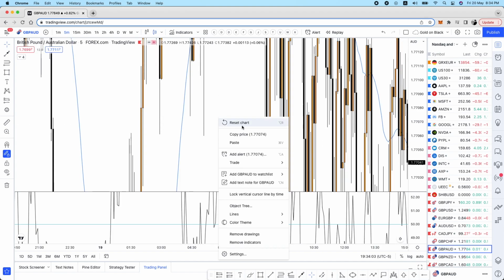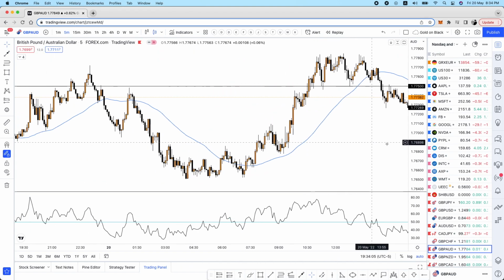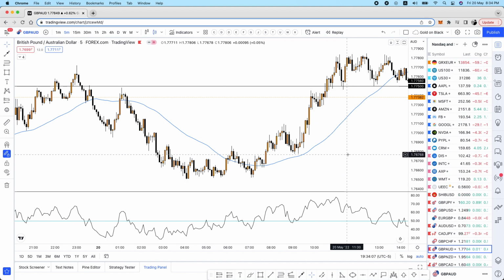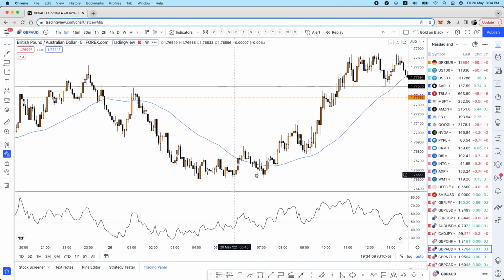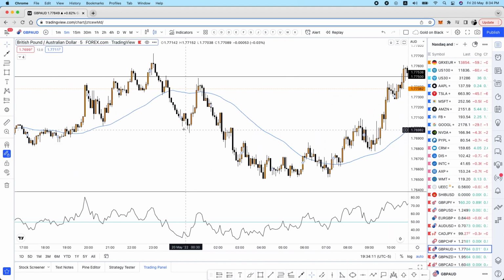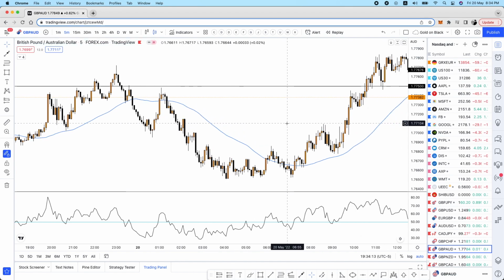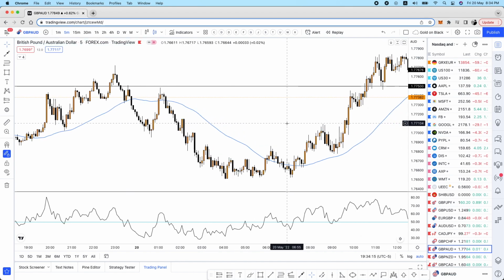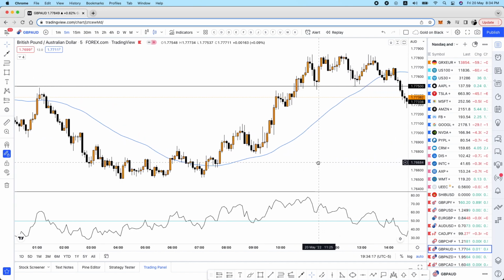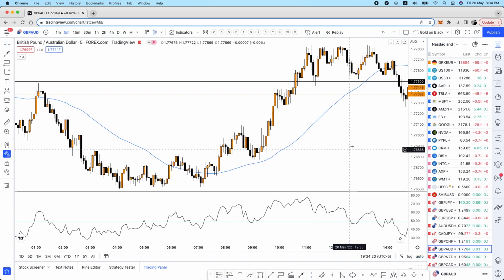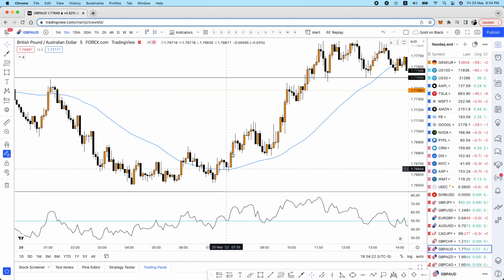GA, let's try to use GA right here. 5 minute. Okay, take a look. If you don't spot the divergence, guys, if you don't see the divergence, don't get in. You have to see the divergence. Let's say maybe this one a little bit.